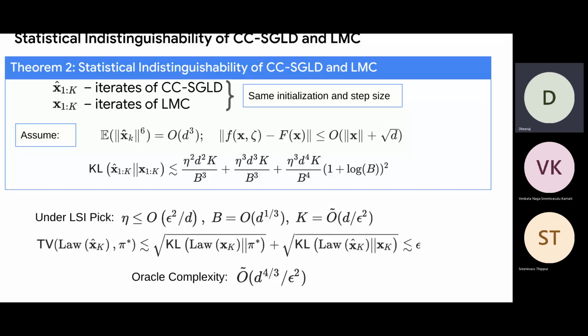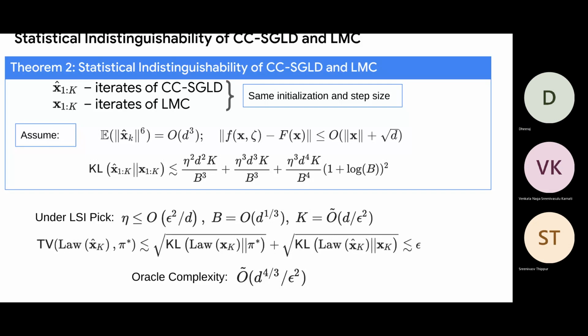Okay, so now we didn't assume any functional inequalities here. We did not assume LSI or anything. However, on top of this, if we assume LSI, and we pick eta of the order epsilon squared over d, b of the order d to the 1/3 instead of square root d, and k of the order d over epsilon squared, then TV between the law of x_k hat and pi star is of the order epsilon. So this gives us a sample complexity of d to the 4/3 over epsilon squared, which is an improvement over square root d over epsilon.